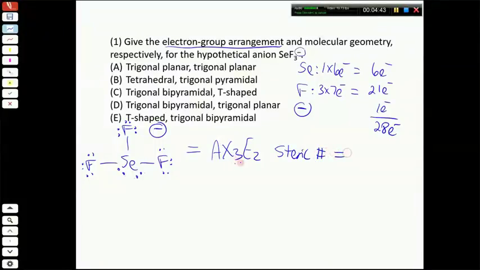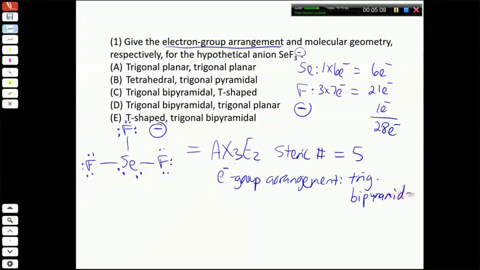And that's going to be 3 plus 2. 3 atoms, 2 lone pairs is a steric number of 5. And so anytime you have a steric number of 5, no matter what combination of X's and E's you have, the electron group arrangement will be trigonal bipyramidal. So remember, with electron group arrangement, there's only 5 possibilities, and it depends on how many electron groups you have on the central atom. The one that corresponds to 5 electron groups is trigonal bipyramidal. If it was 2 electron groups, it would be linear, 3 would be trigonal planar, 4 tetrahedral, 5 is trigonal bipyramidal, and 6 is octahedral.